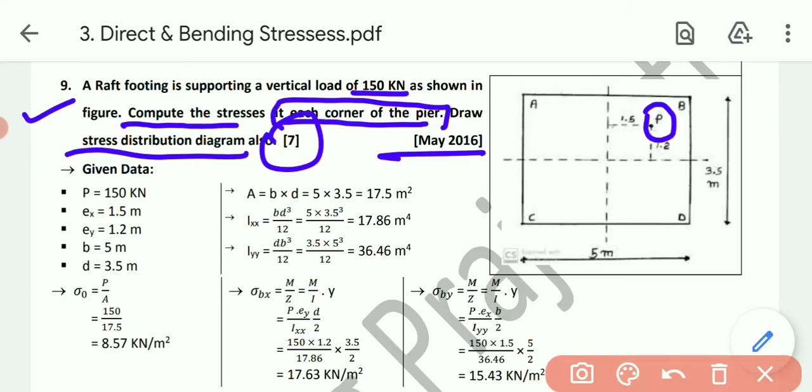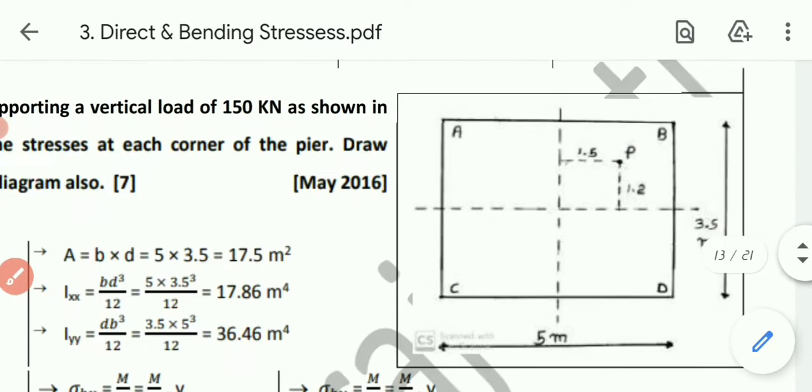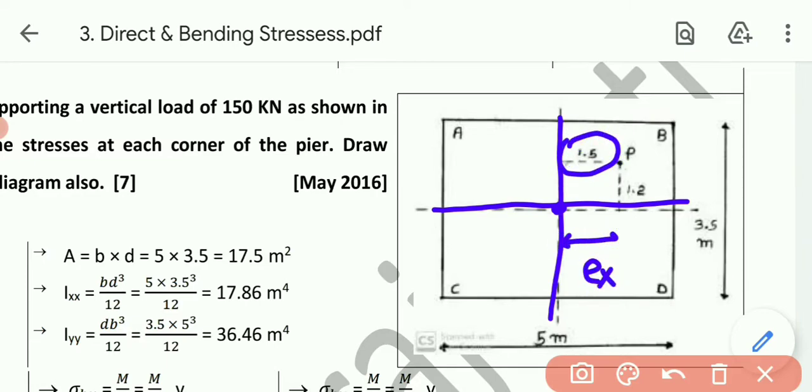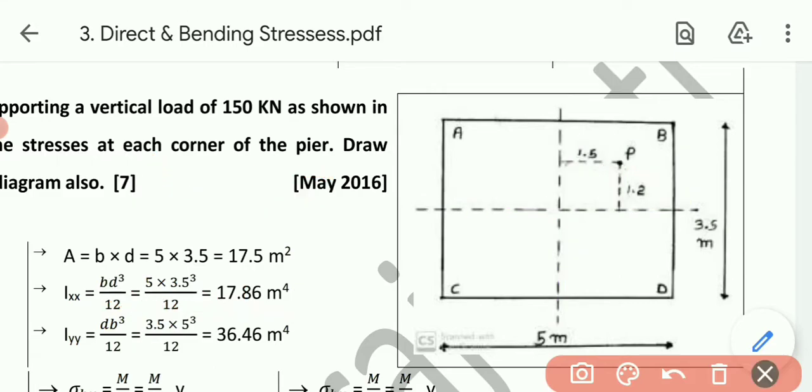So first of all, what we need to do: the figure is given to us. If the figure is not given to us, they will give us a description. So right now we can say P is acting over here. In this one we will get 2 eccentricities. Just a minute, this is our central point, regarding the longitudinal axis. This dimension will serve as the horizontal eccentricity, that is 1.5, while this dimension will serve as the vertical eccentricity, that is termed as EY. So 2 eccentricities are given to us, EX, that is 1.5 horizontal eccentricity, and EY, that is 1.2. Always calculate eccentricity with respect to the center. Clear? So 2 eccentricities are there.